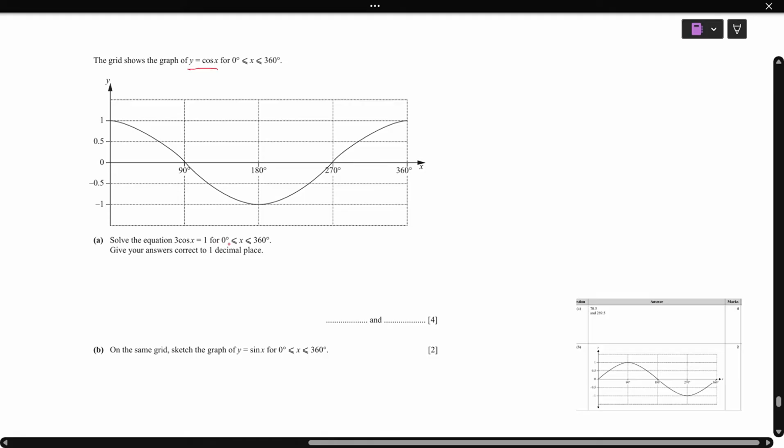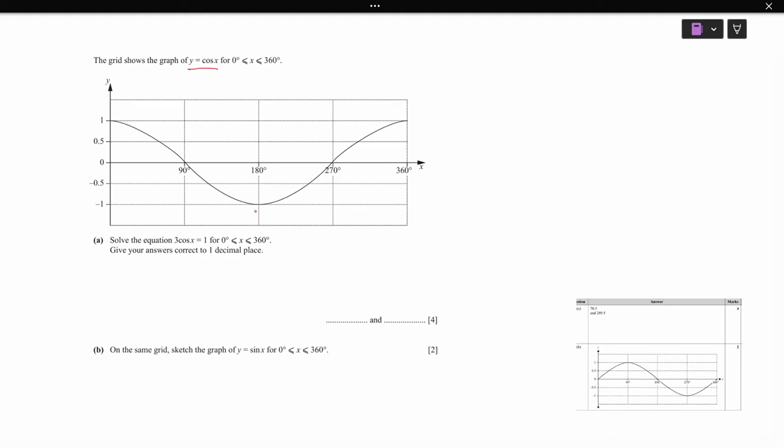0 to 360 means one cycle. Give your answer to one decimal place. Solve means we need to find x. So we write 3 cos x equals 1. So cos x equals 1 by 3. So x equals cos inverse of 1 by 3. So what is cos inverse of 1 by 3?